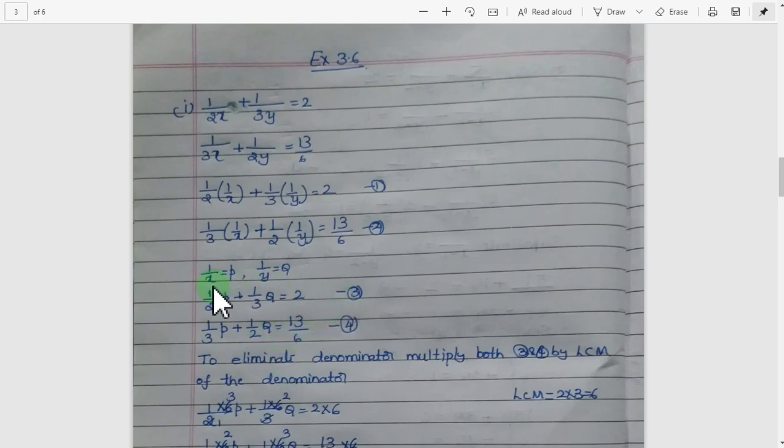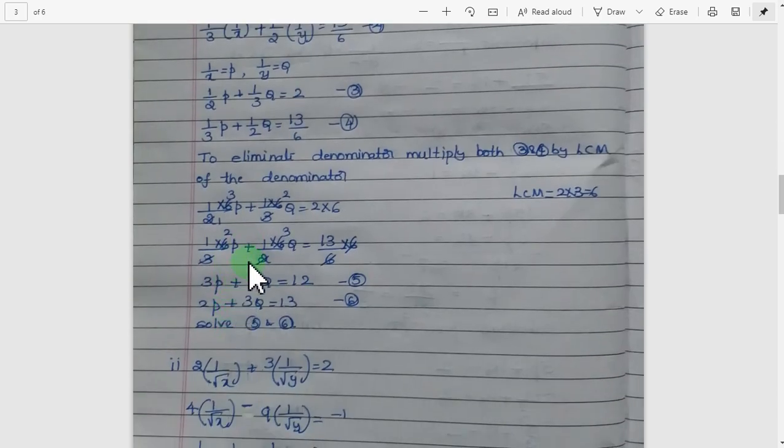In this case the coefficients are fractions. If fractions are there, directly applying the elimination method is difficult. So first we have to remove the denominator. How to remove the denominator? Multiply each term by the LCM. The LCM of 3 and 2 is 6. Here also the LCM of 3 and 2 is 6. If you multiply, the denominator will be cancelled.